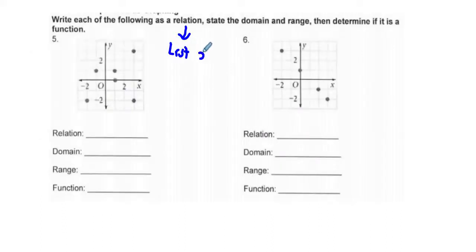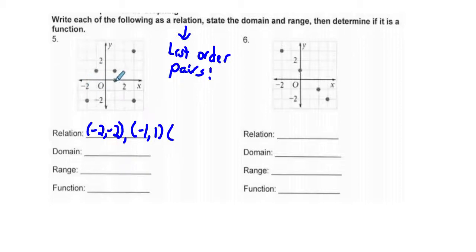Okay, for each of the following is a relation. So write the relation means you want to list the order pairs. So I'm just going to go down. Now the order pairs do not have to be in any special order, so I'm just going to write them in the order that I see them. So I'm translating each dot to the coordinates x, y.